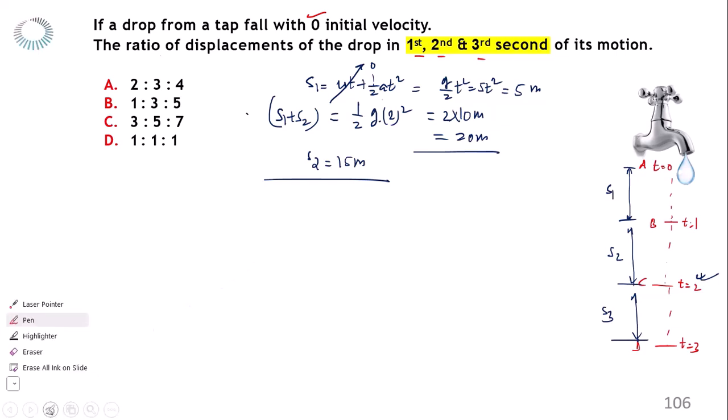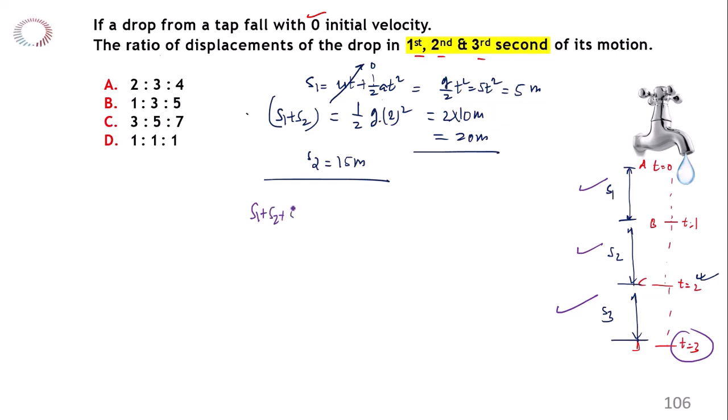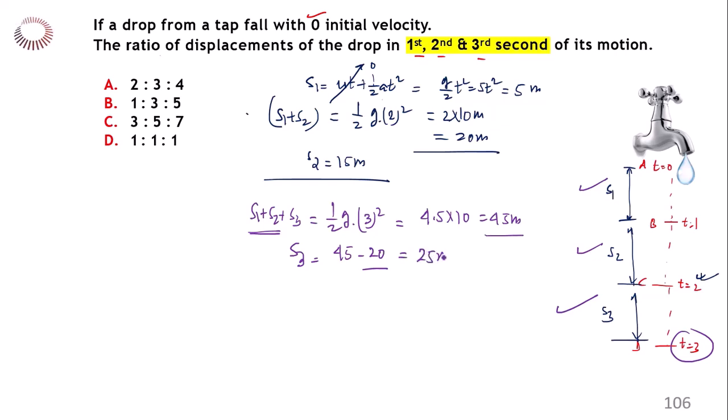Okay. Now again, the particle travels the total distance of S1 plus S2 plus S3 in 3 seconds. So S1 plus S2 plus S3 in 3 seconds means half g t square. Half g into 3 square means 9 by 2, means 4.5 into g, that is 10. That is 45 meter. So that means S3 should be equal to what? 45 minus 20. Why 20? S1 plus S2 is 20. That is 25 meter. Okay.